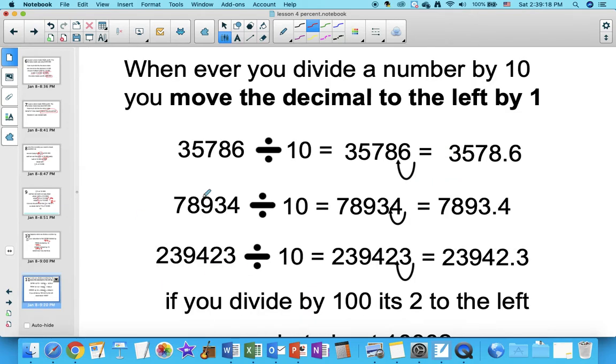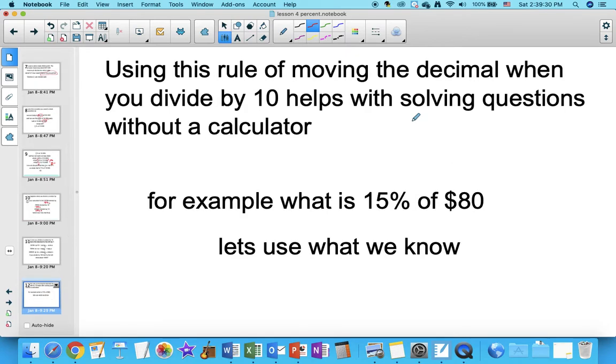So whenever you divide a number by 10, you move the decimal to the left by 1. Just like with 100, right? You count the number of zeros, and that's how many decimals you move over. Using this rule, we can find any percent of any number with no calculator.